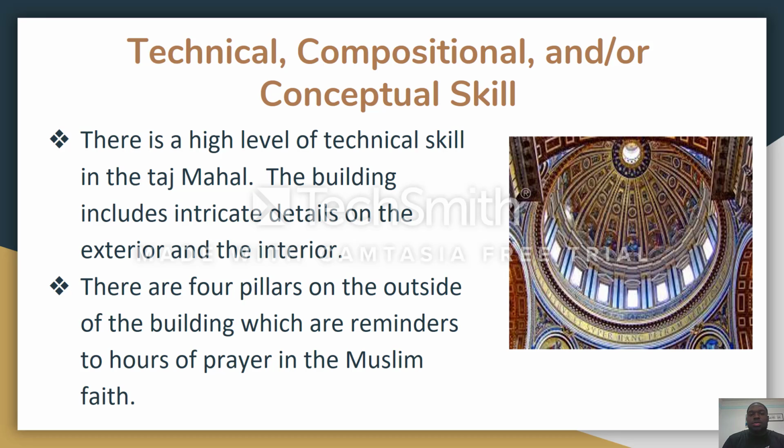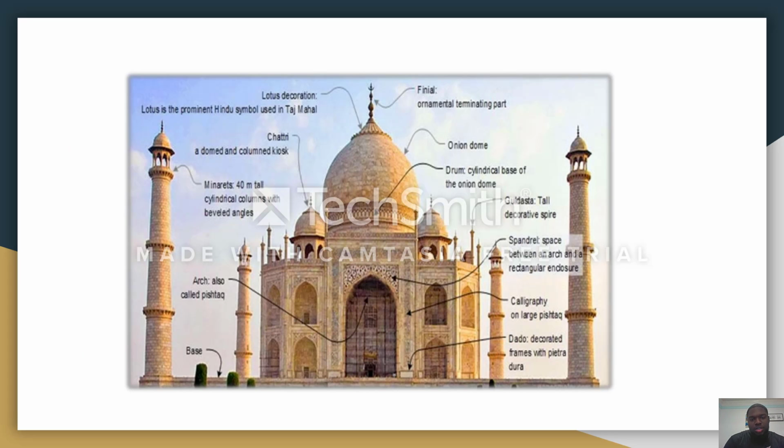Technical, compositional, and/or conceptual skill. There's a high level of technical skill in the Taj Mahal. The building includes intricate details on the exterior and the interior. There are 4 pillars on the outside of the building, which are reminders of Allah's presence in the Muslim faith. There's a picture of the inside of the tower, and there's another picture of the tower. The base, the arch, the funnel, and the dome.